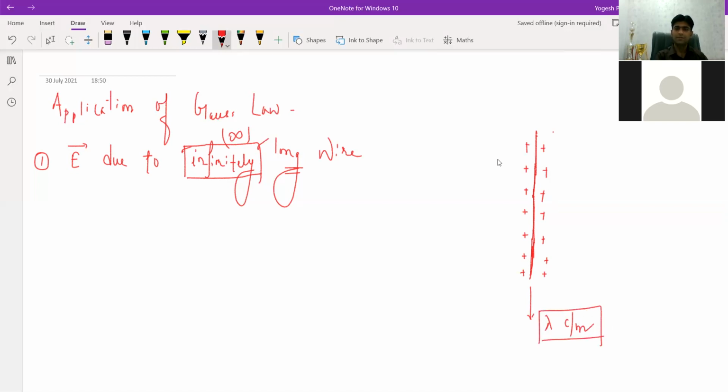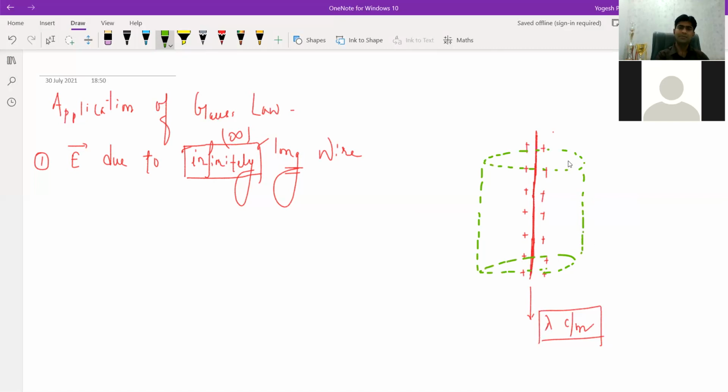Now if I ask you what kind of Gaussian surface we will draw for this wire? Cylinder. Why cylinder? Because this is a long wire, and wires generally are in the form of a cylinder only. So we'll take this cylinder as the Gaussian surface. So this is your cylinder as the Gaussian surface.